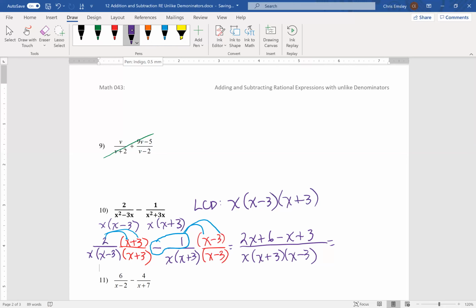Up top, we have 2x minus x. Then we have 6 plus 3. And we'll just leave that common denominator the same. There's no reason to multiply out that denominator. Just leave it in its factored form. It's easier that way anyway.